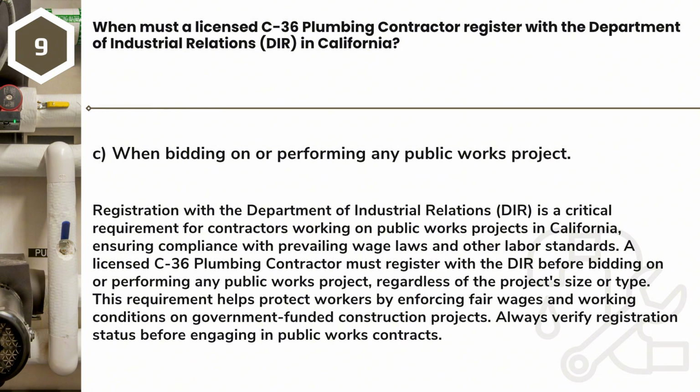Registration with the Department of Industrial Relations, DIR, is a critical requirement for contractors working on public works projects in California, ensuring compliance with prevailing wage laws and other labor standards. A licensed C36 plumbing contractor must register with the DIR before bidding on or performing any public works project, regardless of the project's size or type. This requirement helps protect workers by enforcing fair wages and working conditions on government-funded construction projects. Always verify registration status before engaging in public works contracts.